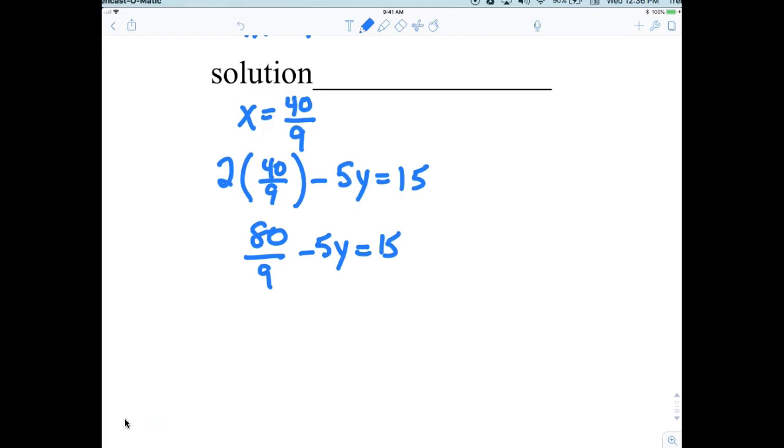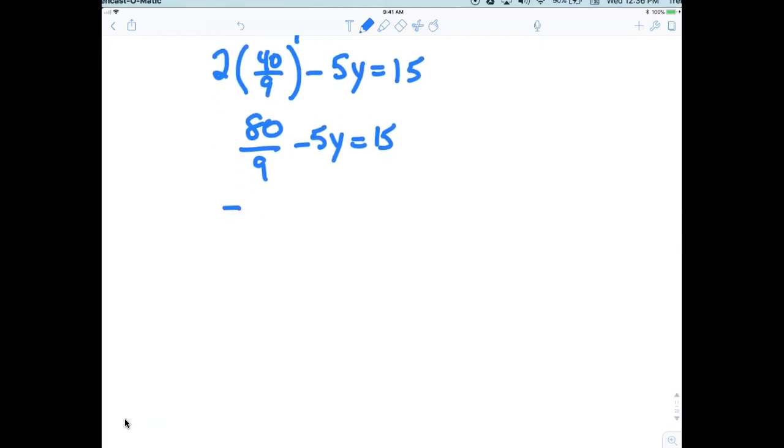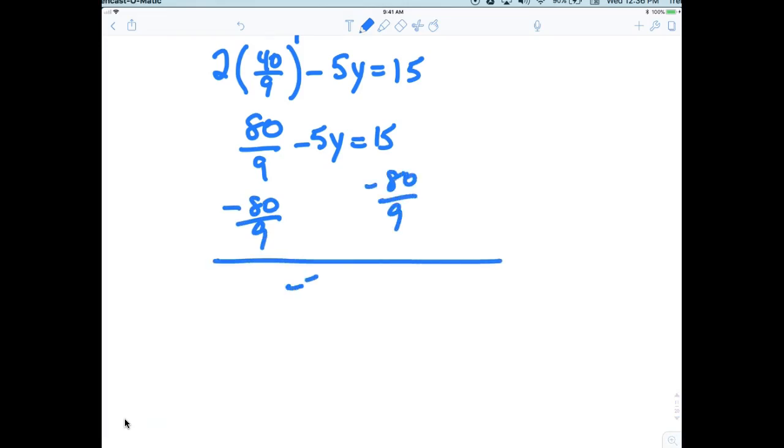All right. Now, the next part. The next part is solving for y. So I have minus 80 over 9 minus 80 over 9. So now on your calculator, you type in 15 minus 80 divided by 9. Math, enter, enter. And somebody tell me what that is.